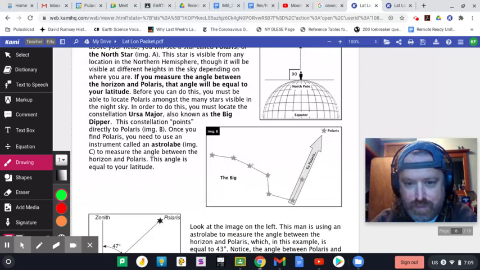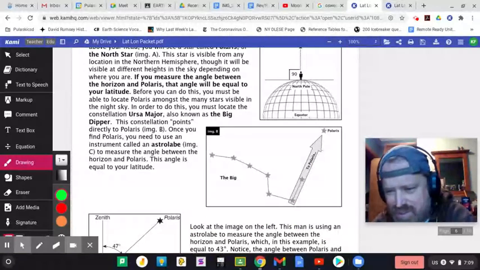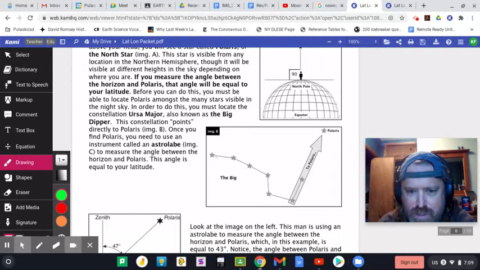How to find Polaris, if you've never done it, I don't anticipate this ever being on a test, but just for interest, you find the Big Dipper, and you follow the two end stars right there, and they go up to Polaris.